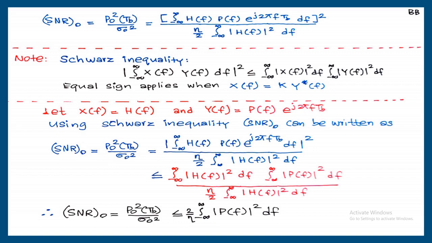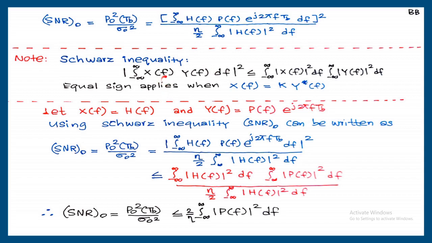So according to Shaw's inequality, modulus integral x of f y of f df square is less than or equal to integral modulus x of f square df times integral modulus y of f square df. Equal sign applies when x of f is equal to a constant k into y complex conjugate f, that is y star f. So when this condition is satisfied, instead of this inequality, equal sign can be used. Now with the help of this Shaw's inequality, the above expression can be simplified.